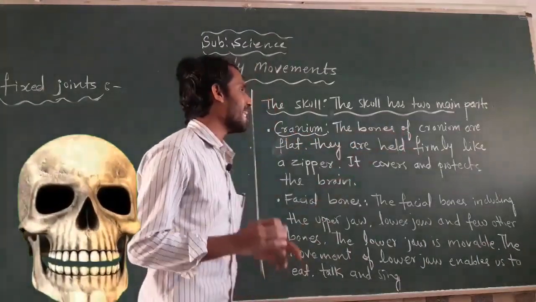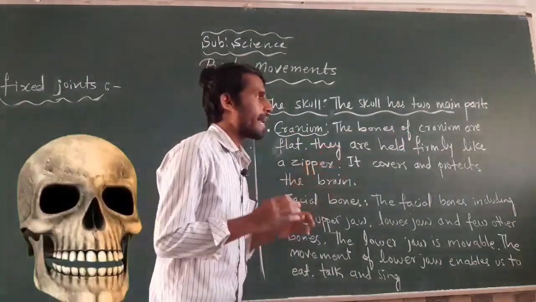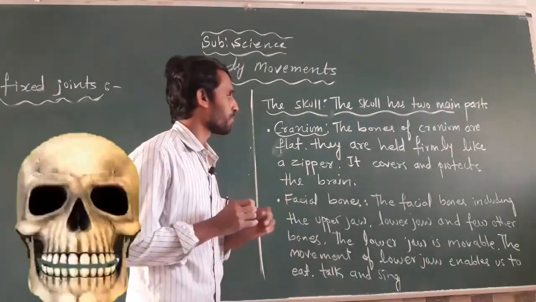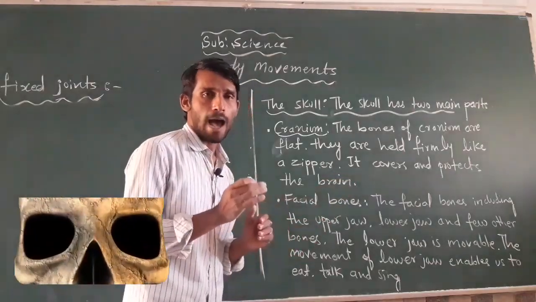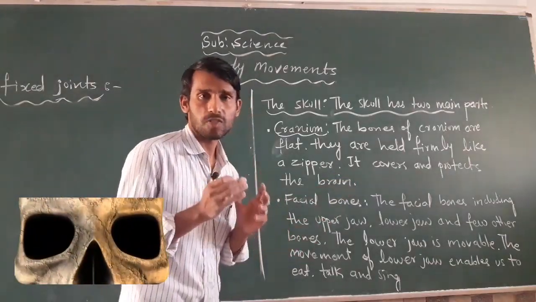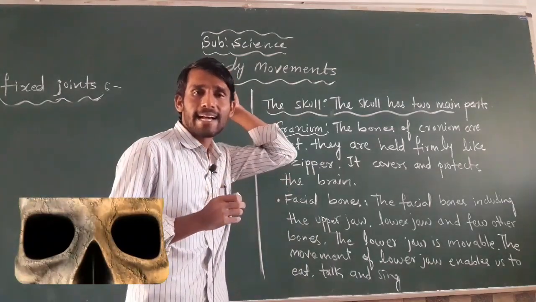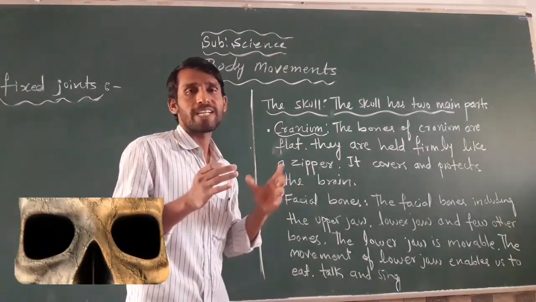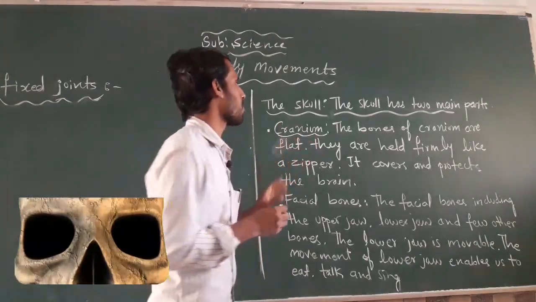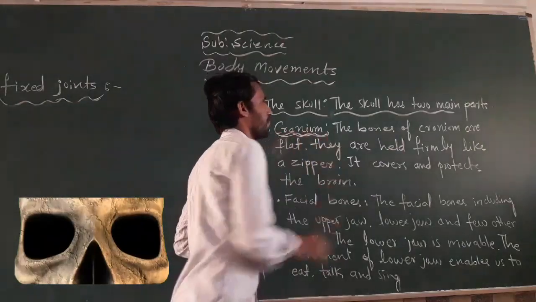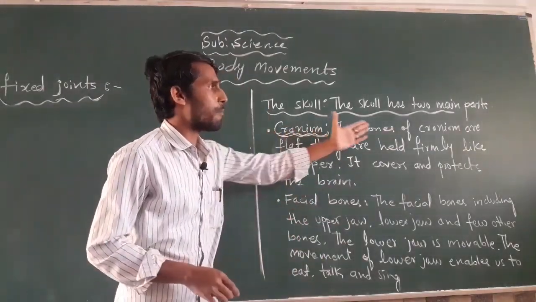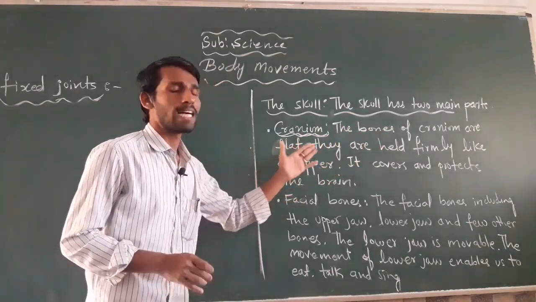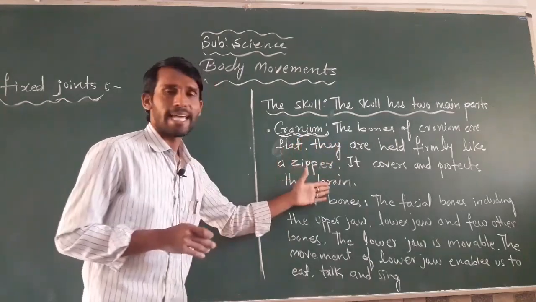The bones of the cranium are flat. They are held firmly like a zipper. Next, it covers and protects our brain. Dear student, our brain is present in this skull system. This skull system covers our brain and protects it from damage. This is the first part of the skull, that is the cranium. The bones of the cranium are flat, held firmly like a zipper. It covers and protects our brain.